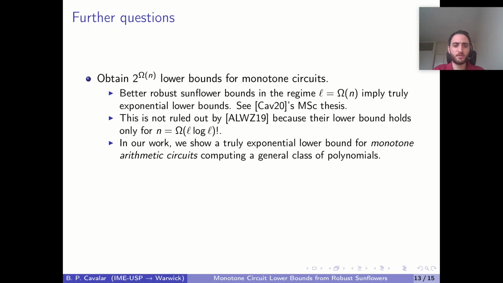And indeed, in our work, we show a truly exponential lower bound for monotone arithmetic circuits computing a general class of polynomials. This does not translate to a monotone Boolean circuit lower bound, but it does give some hope that this may be possible as well in the Boolean setting.